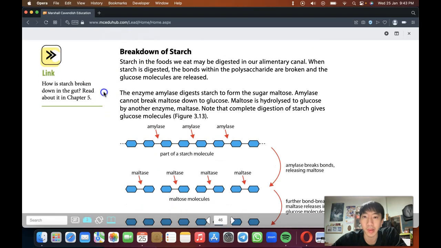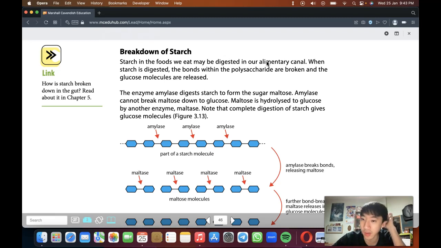Okay, so let's talk about breakdown of starch. We have learned a bit about the enzymes in your Sec 2 chapters. So this is basically how the starch is broken down. Starch is in the food we eat and is digested in our alimentary canal. The word alimentary canal means your mouth to your anus. This pathway all the way down, that's your alimentary canal.